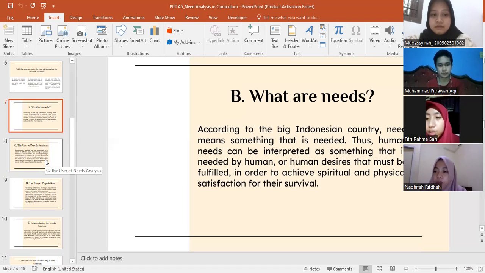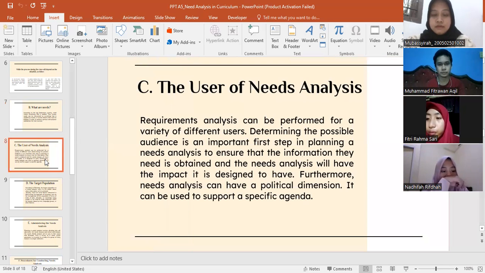And the second, the user of needs analysis. Needs analysis can be performed for a variety of different users. For example, in conducting a needs analysis to help revise a country's secondary English curriculum, users include curriculum officials in the Ministry of Education, who may wish to use the information to evaluate the adequacy of the existing syllabus, curriculum, and materials.